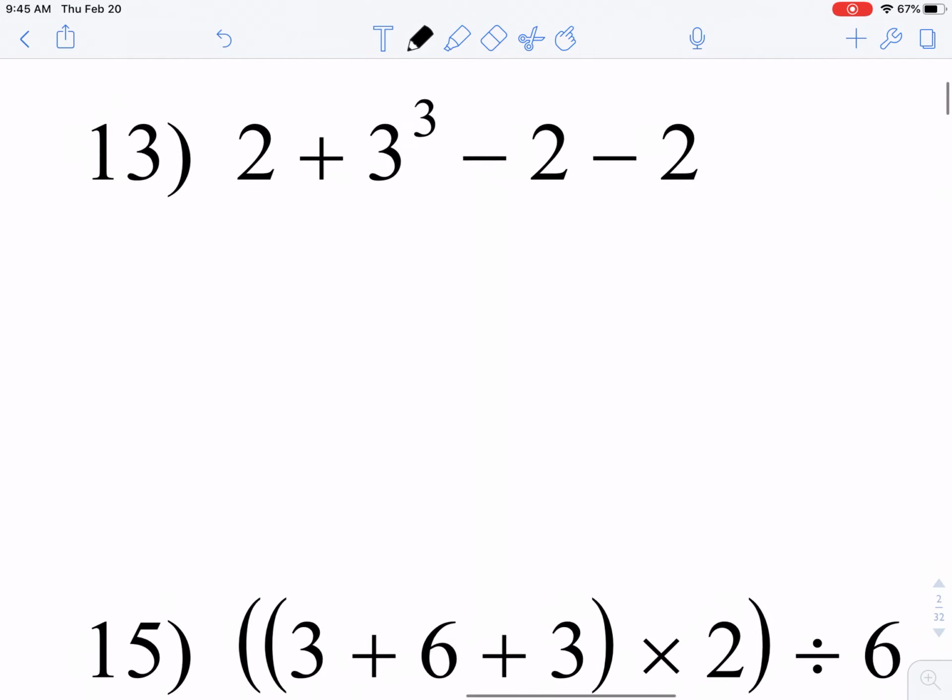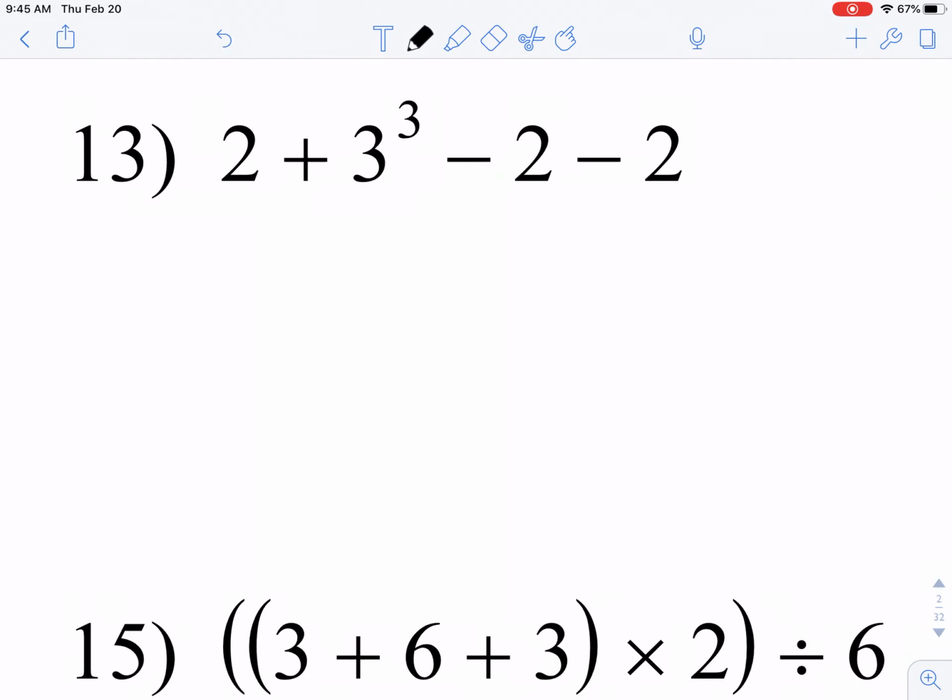Looking at number 13, you can see that there are no parentheses in this problem again. So the first thing we're going to do is focus on the exponent. So 3 cubed is 27. 3 times 3 times 3. So 3 times 3 is 9. 9 times 3 is 27. Bring down the 2 and the plus sign. Minus 2 also comes down.